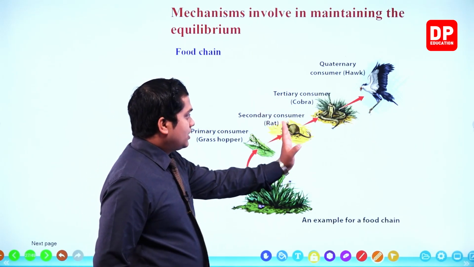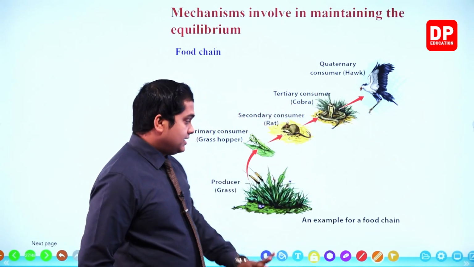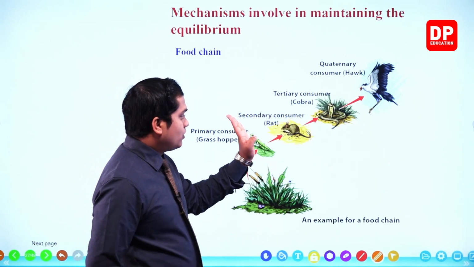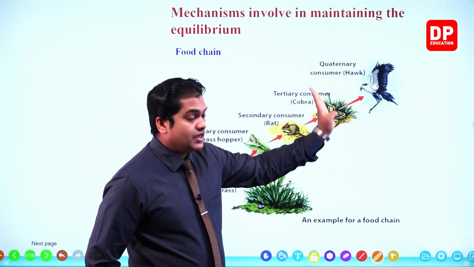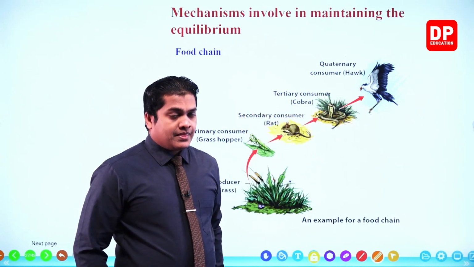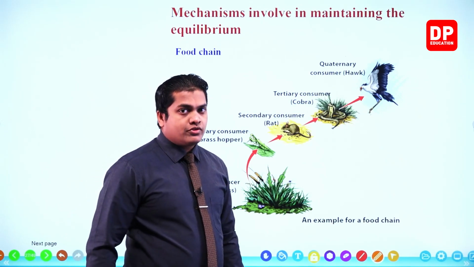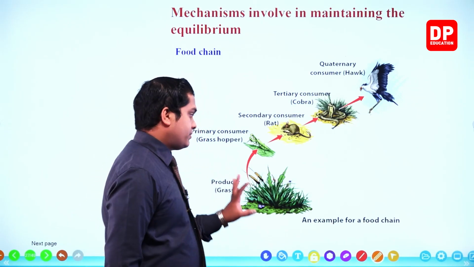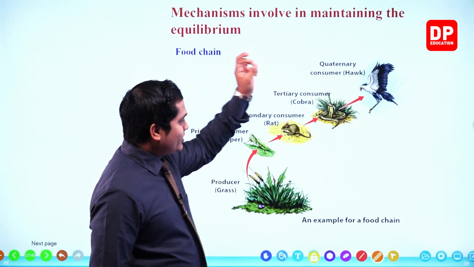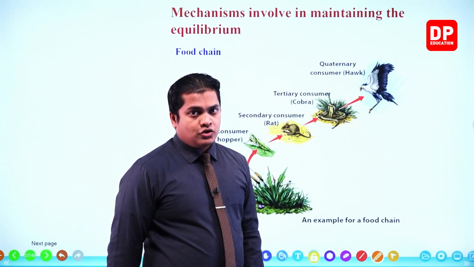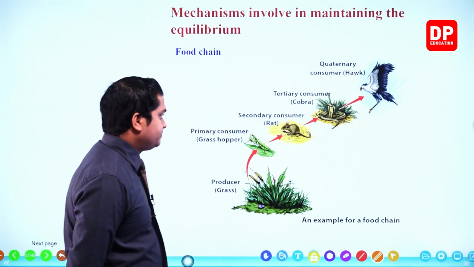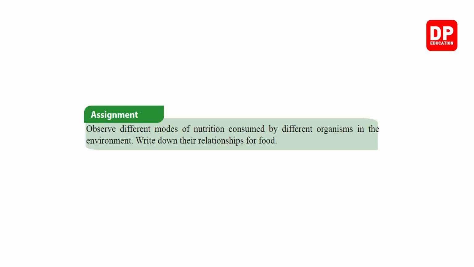So 1, 2, 3, 4, 5. There are 5 links. This is the producer and there are 4 consumers. 1, 2, 3, 4. Okay. So a food chain is going to show how the energy and the nutrients, materials are passed from the producer to primary, secondary, tertiary and other levels of consumers. Okay. Right then. So you are given an assignment once more. Observe different modes of nutrition consumed by different organisms in the environment. Write down their relationships for food.